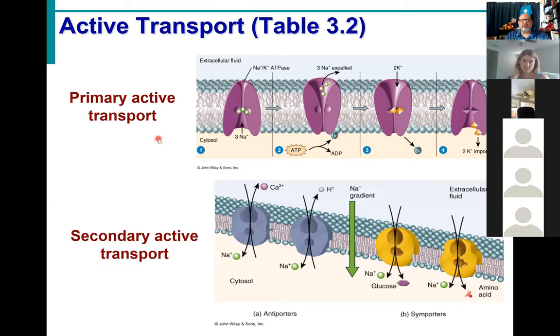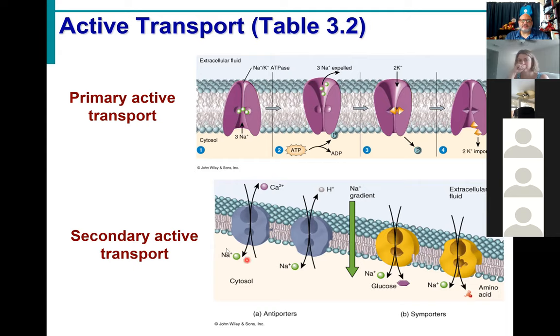Here we see our secondary active transporters, those co-transporters. Again, notice sodium really, really wants to get into a cell. So we say, okay, sodium, come in, bring in a glucose with you, or come in and bring an amino acid with you. And when both molecules move in the same direction, we call that a symporter. But we can also use sodium coming in to kick out a calcium, or allow sodium to come in to kick out a hydrogen. When they move in opposite directions, we call them antiporters.